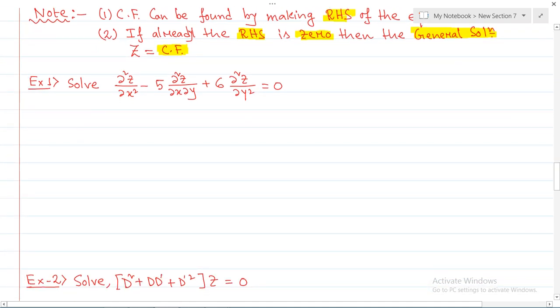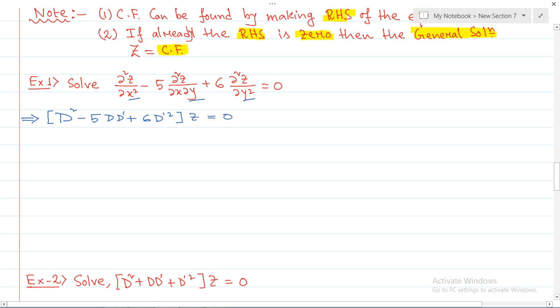So the first question is: solve ∂²z/∂x² minus 5 ∂²z/∂x∂y plus 6 ∂²z/∂y² equal to 0. Every single partial derivative here is of second order, so it is a homogeneous partial differential equation. Obviously it is linear and the coefficients are constant, a second order linear equation. So this equation can be written as (D² minus 5 D D' plus 6 D'²) z equals 0.